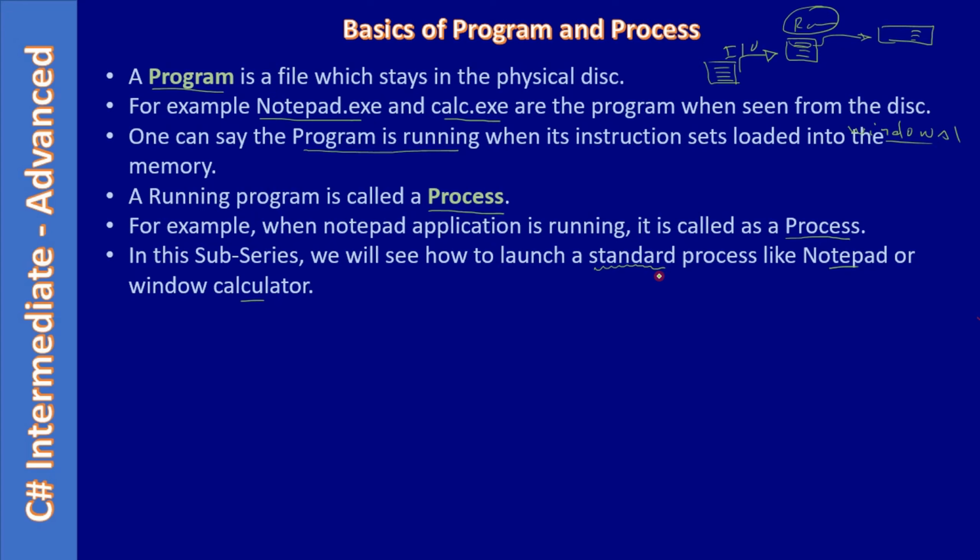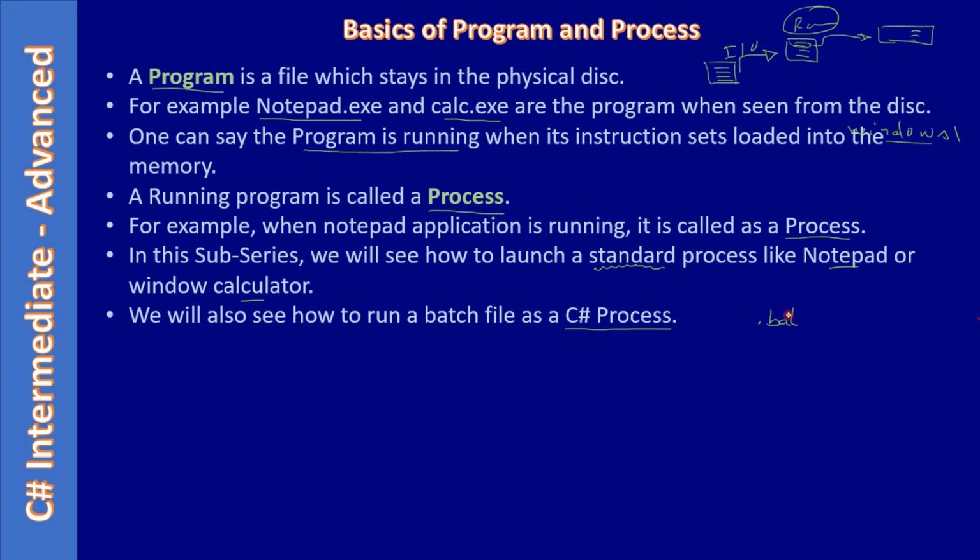We will also see how to run a batch file as a C# process. So if you write a .bat batch file, that's also an executable. Instead of saying it is an executable, it's a batch file or instruction batch for MS-DOS commands. So we can run the batch file also as a C# process. That means from a C# application, you can launch the batch file as a process, just like the notepad and the calculator.